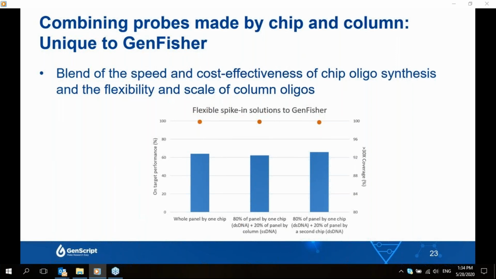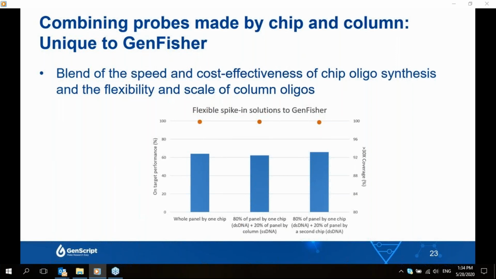When it happens that there is a need for spiking more probes into a synthesized panel, the GenFisher workflow is really good and flexible with it. As I mentioned, GenScript has the ability to make both column and semiconductor chip oligos and probes. Here I'm showing you the data we have collected when we combined the two. The blue bars show the non-padded on-target percentage, and the orange dots show the above 30x coverage depth base percentage, again a metric for uniformity.